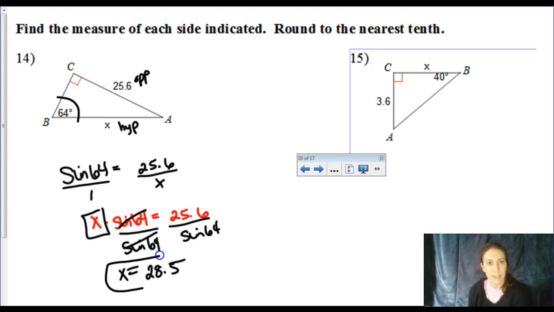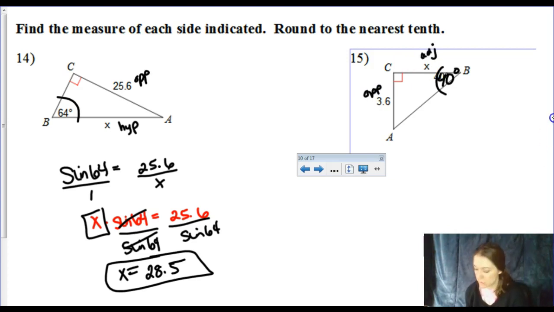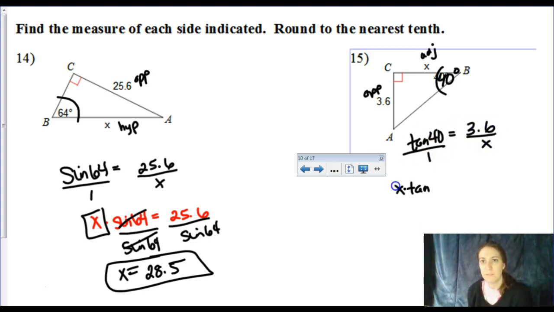They didn't label the legs earlier in the problem, so we won't label ours either. Here's my angle, it's 40 degrees right here. I have the opposite leg, and the adjacent leg is the one I'm trying to find. With those clues, I would set up tangent of 40 equals opposite leg over adjacent leg. If you think about cross-multiplying this proportion, you're going to end up with a division of 3.6 divided by the tangent of 40.